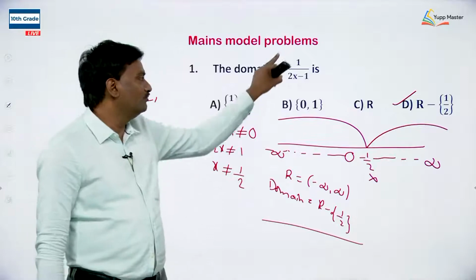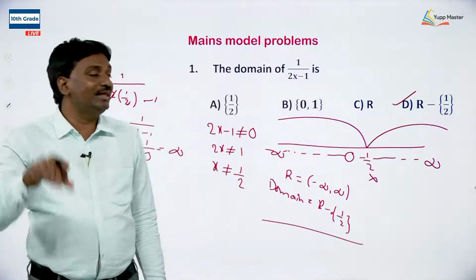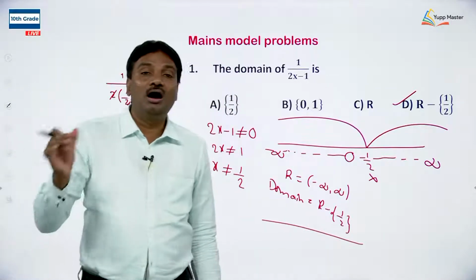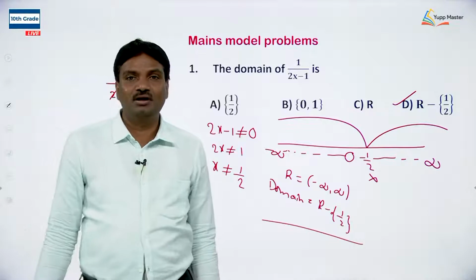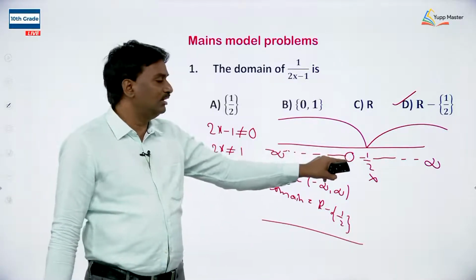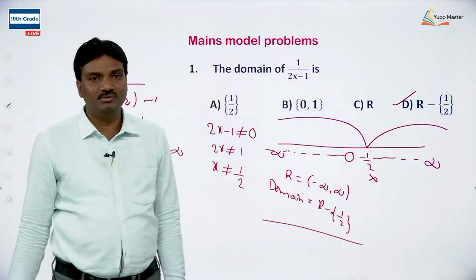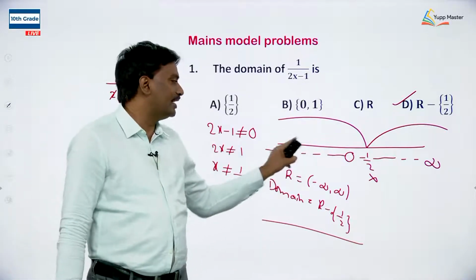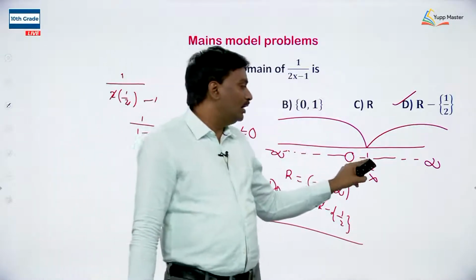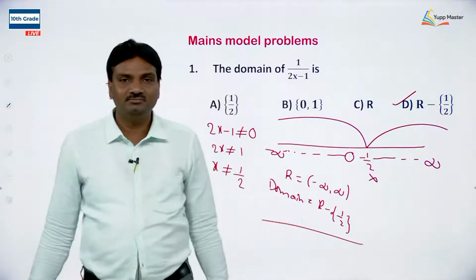So the domain of the function 1 by 2x minus 1 is any real number other than 1 by 2. That is R minus {1 by 2}. So this is defined when the values of x are less than 1 by 2 or greater than 1 by 2. You may take any value between minus infinity comma 1 by 2, you must get a defined value. Or you may take any value between 1 by 2 comma infinity, you must get a defined value.